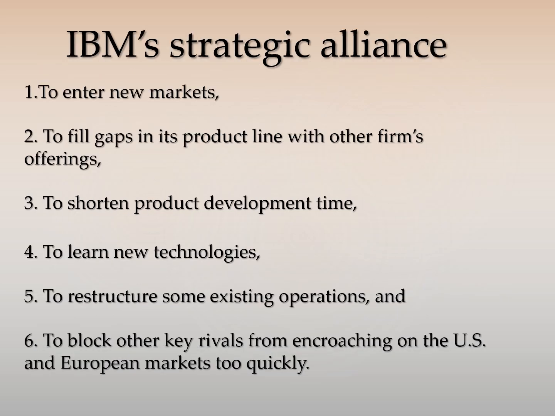Let us focus on a case study, IBM. So what are IBM's strategic alliances? To enter new markets, it always forms strategic alliances with other companies to fill gaps in its product line with other firms' offerings, to shorten product development time, to learn new technologies, to restructure some existing operations, and to block key rivals from encroaching on the US and European markets too quickly. So that's why they are having the alliances.